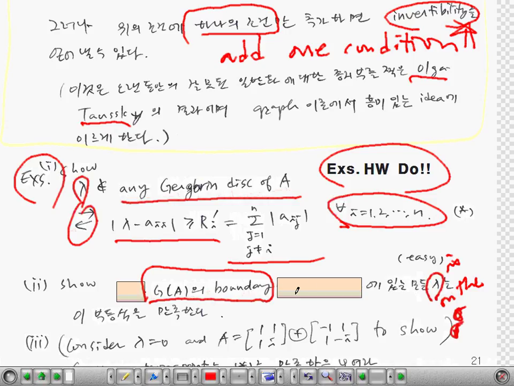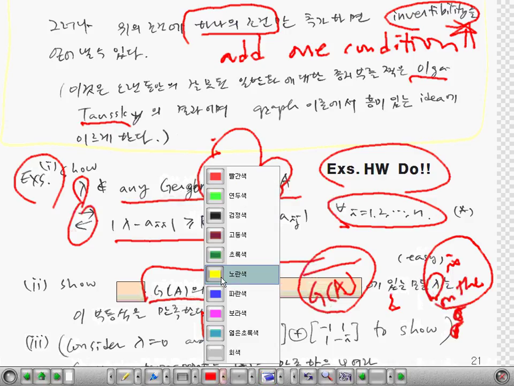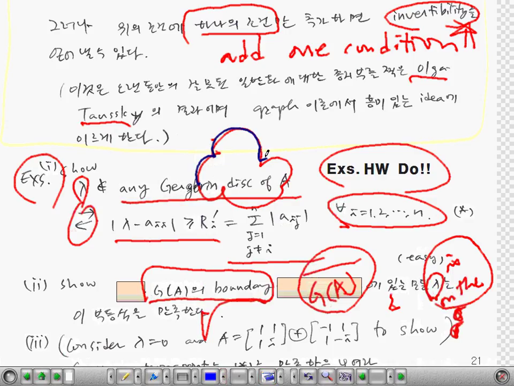Suppose eigenvalue lambda is on the boundary of G of A. Then the boundary is what? Here, isn't it? These boundaries of the region. Then, if lambda is on the boundary of the Gershgorin region, then it satisfies these inequalities. I will show what it means.